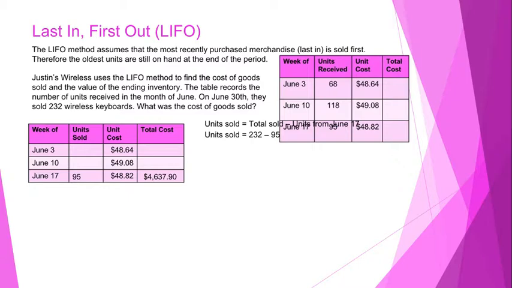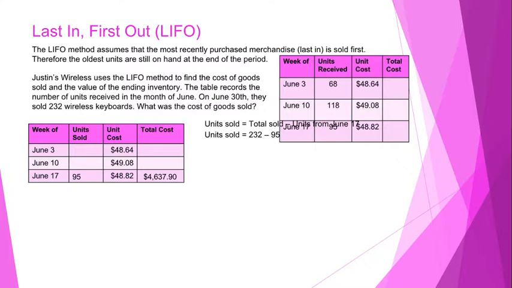Next, we need to figure out how many we can still sell. So we're going to take our total sold minus the number that we've already sold. So we now have that we can still sell 19. That means of the 68 we received on June 3rd, we're only going to sell 19, for a total cost of $924.16. Now we can find our cost of goods by adding up our total costs, and we get $11,353.50. So our cost of goods sold is $11,353.50.